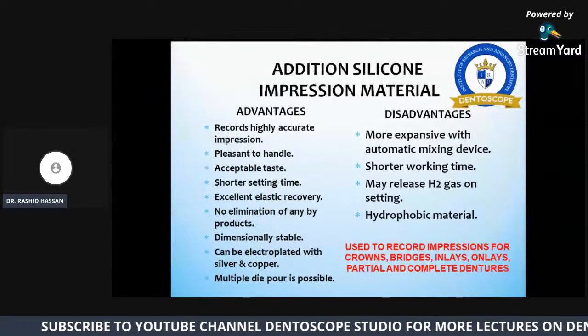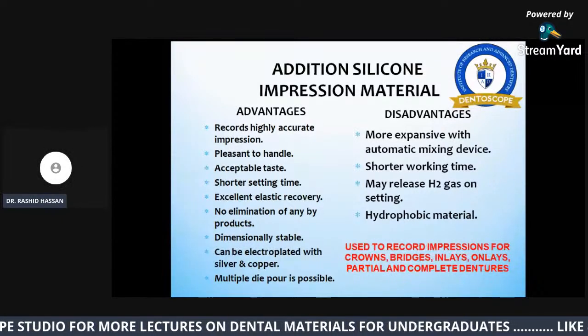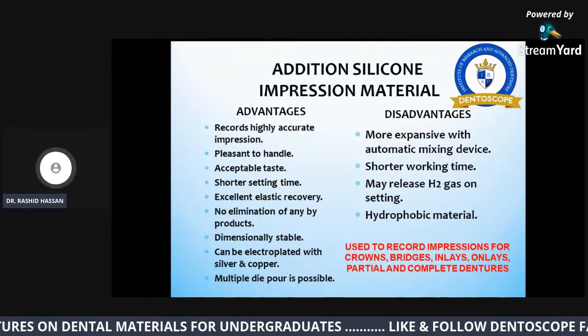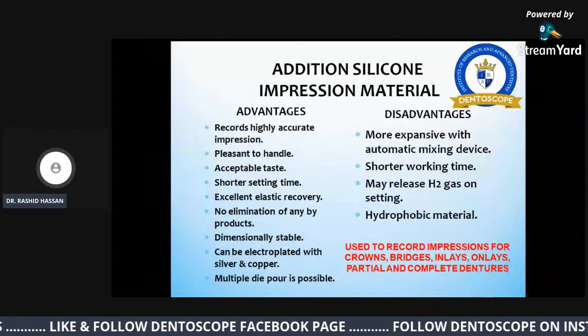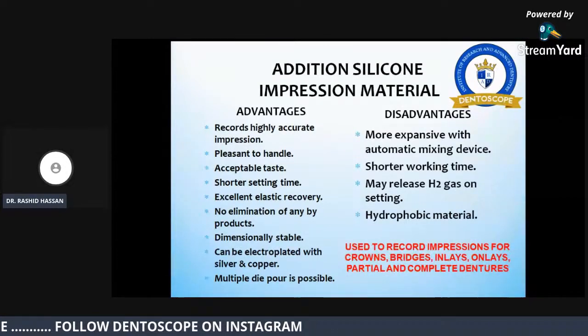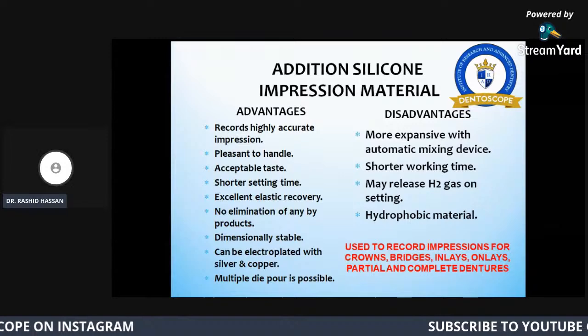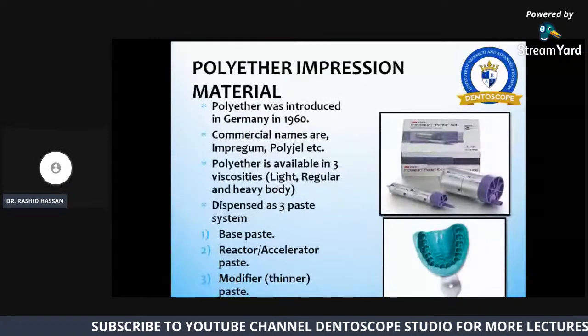It is giving us more than it is taking away from us. So that's a good thing. Well, it is indicated to be used to record the impression for the crown, bridges, inlays, onlays, partial and complete dentures. So we can use it, and also add the implant for making the implant prosthesis. You can also add this here as well.